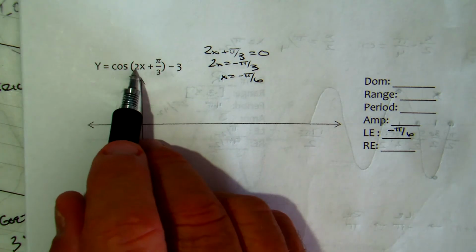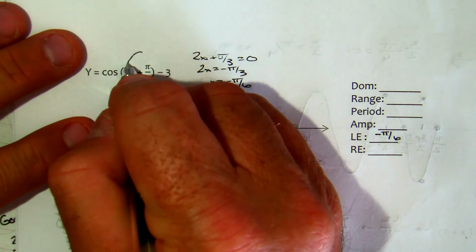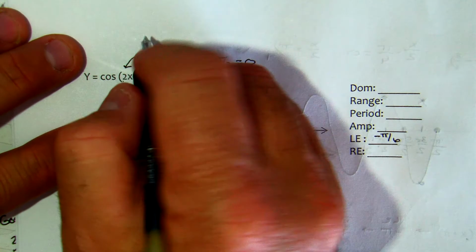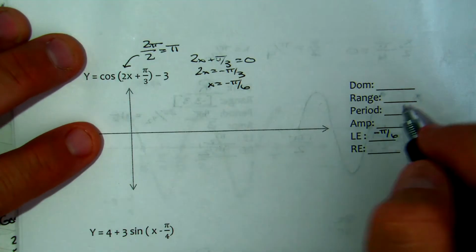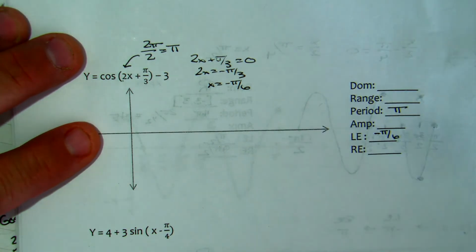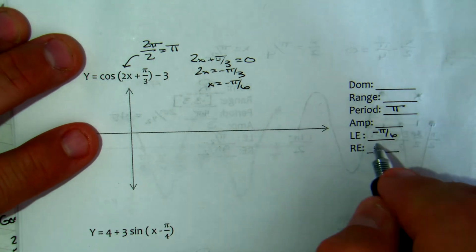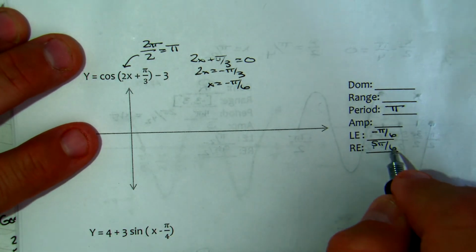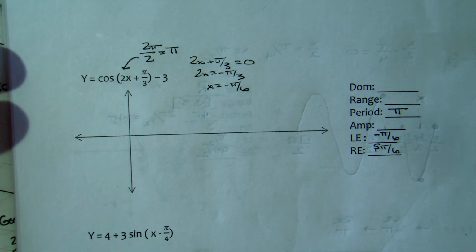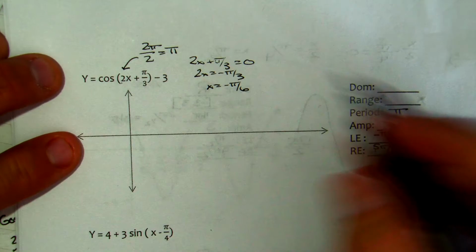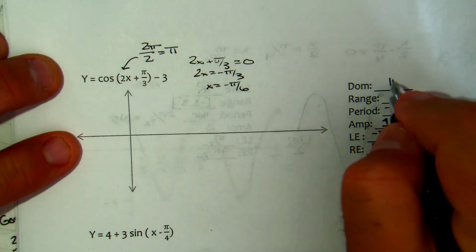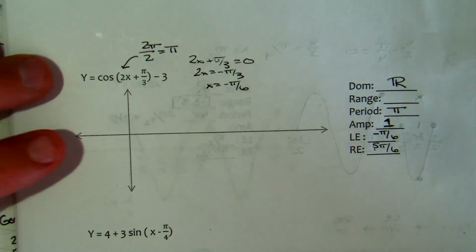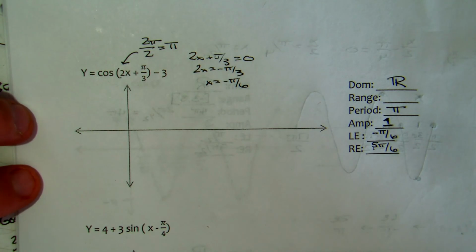All right, the right endpoint, we now have a coefficient of x in this one. So 2 pi over b becomes 2 pi over 2, which is just pi. That means our period is pi. And to get our right endpoint, we add them, 5 pi over 6. Amplitude, since there's no number in front of the cosine, we assume is 1. The domain, like a constant, is all real numbers.